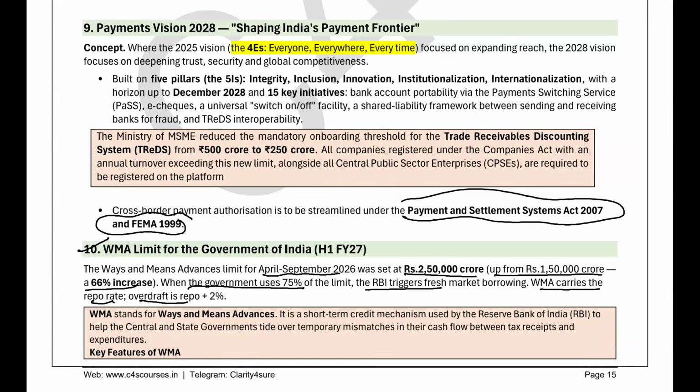Overdraft is the repo rate, whatever repo rate is decided in the MPC, plus 2%. Is it clear? A short definition of WMA has been given. WMA stands for Ways and Means Advances. It is a credit mechanism used by the Reserve Bank of India to help the central and state governments tide over temporary mismatches in their cash flow between tax receipts and expenditures. Right? So, key features of WMA.